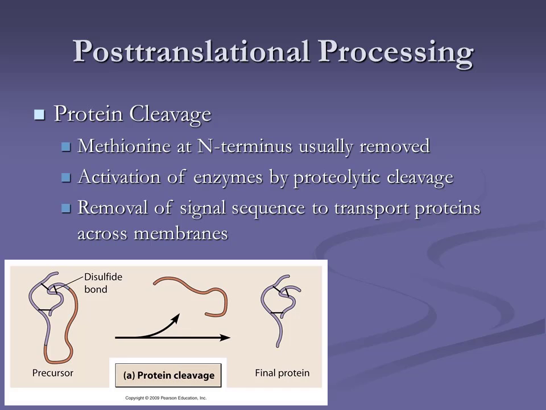Then that piece is cut out in the middle, leaving you a functional dimer, a protein that consists of these two chains, each being folded in the correct place.